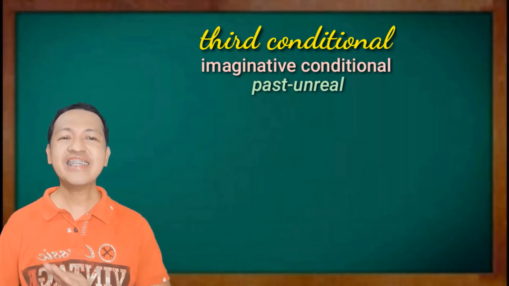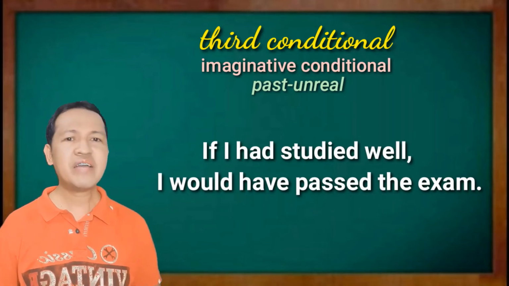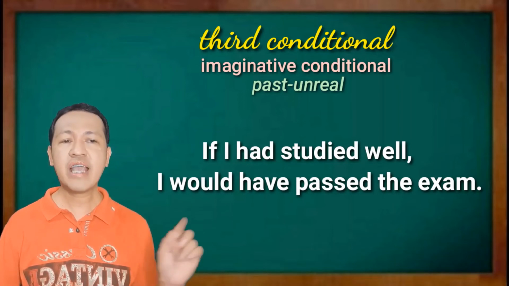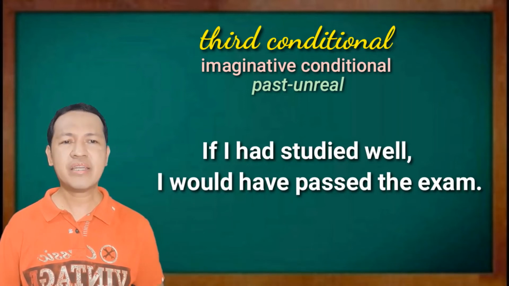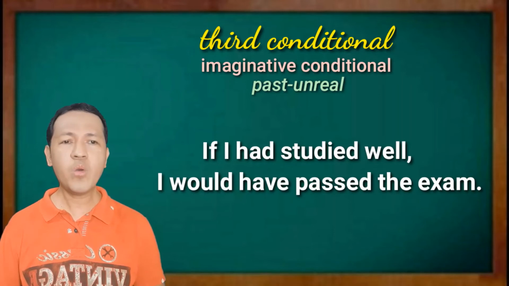Let's say I didn't study in the past, so I failed in an exam. It's something I cannot change now. I say, if I had studied well, I would have passed the exam. The if clause, if I had studied well, didn't actually happen. I'm imagining a result if the past was different. Did I really study the lessons well? No, I'm talking about what could have happened in the past, something that didn't really happen.